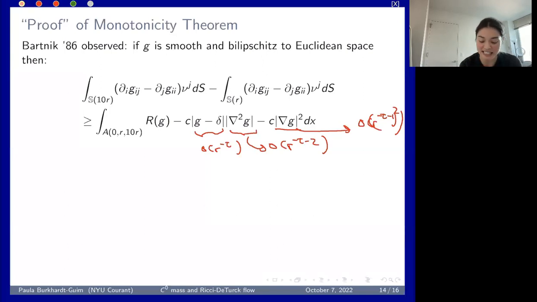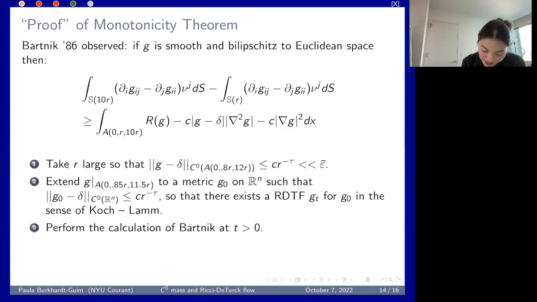Okay, but obviously this analysis does not apply to us for various reasons. First of all, we are interested in C0 metrics, so this part doesn't make sense, and we also don't really have a well-defined notion of scalar curvature. But that's not the only problem. The other problem is that we don't have this kind of decay on the derivatives. So somehow we would like to make this argument of Bartnik work, but it doesn't work in the C0 setting. So as I keep saying, what we're going to do is run the Ricci-DeTurck flow.